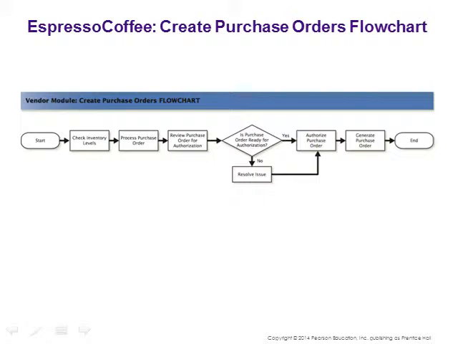And those are the check inventory levels, the process purchase order, review purchase order for authorization. We then reach a decision module where we have to decide, well, is the purchase order ready for authorization? If yes, we authorize the purchase order. If no, the arrow going down, we have to resolve the issue. Then we process the purchase order and we generate the purchase order.